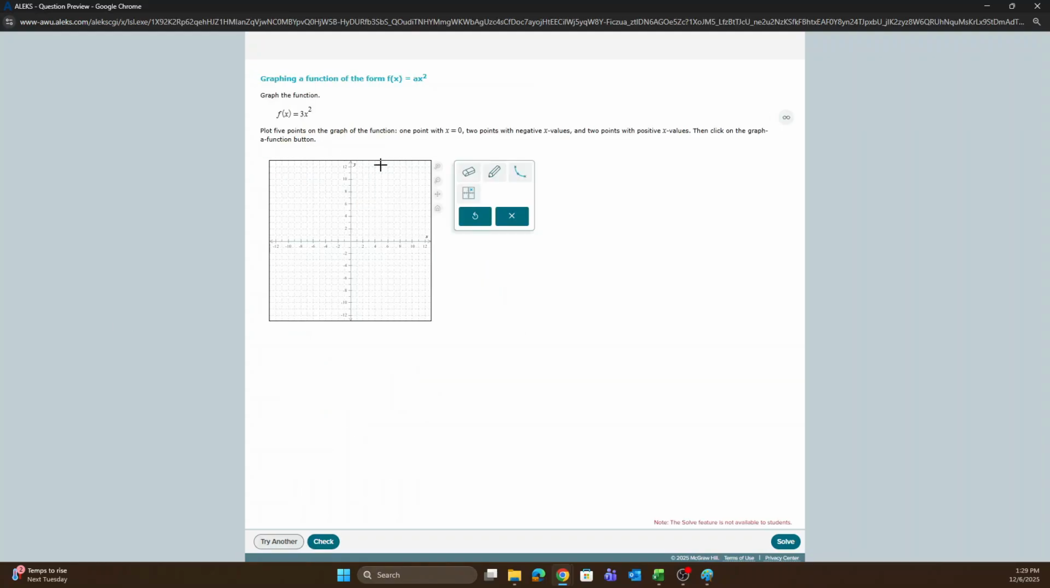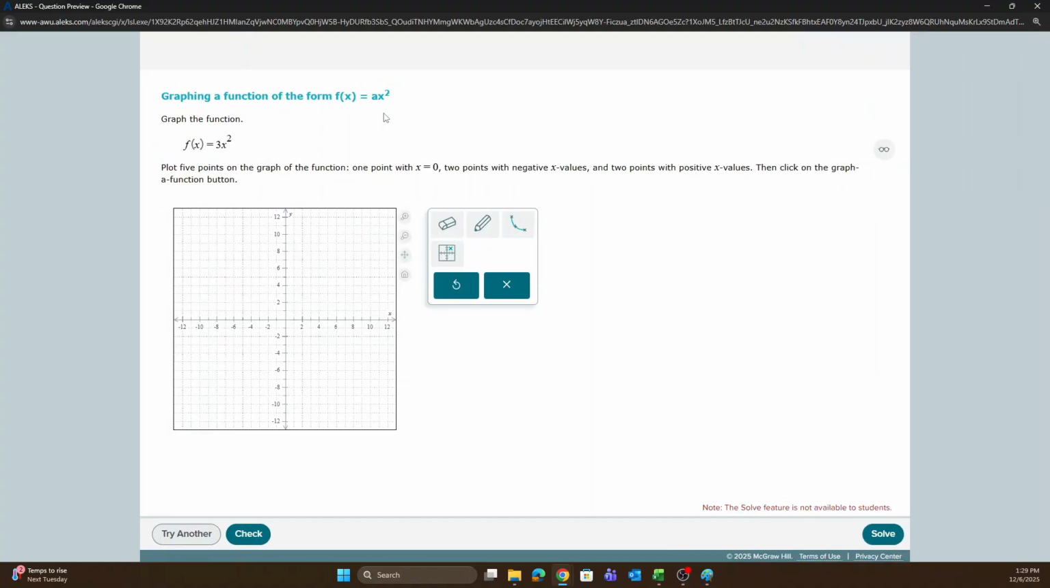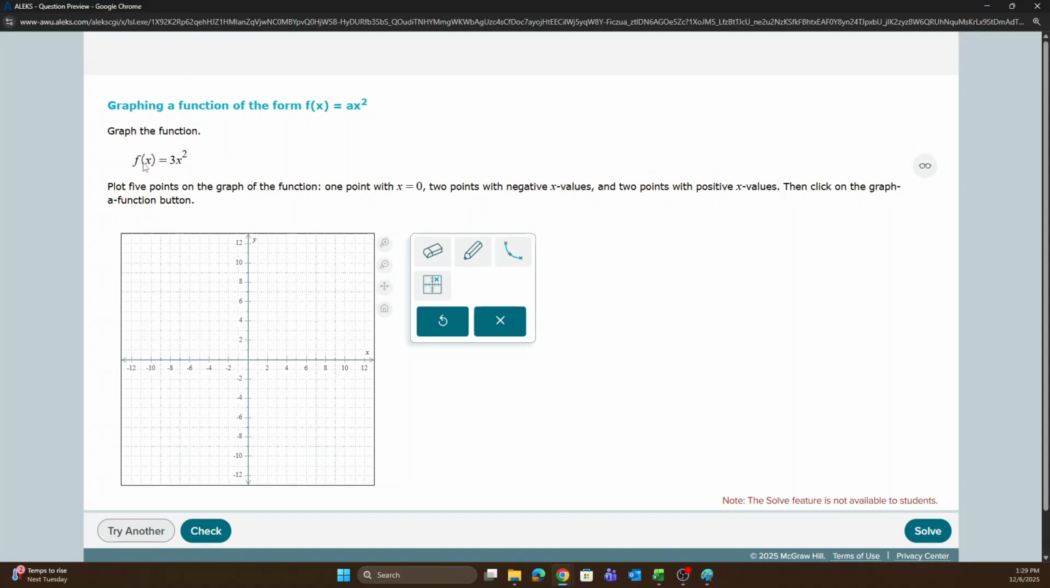All right, so here we're graphing a function of the form ax squared. So here we have f of x equals 3x squared. That's our function that we're graphing. What we want to look at, it tells us to get 2 points on either side, 2 negatives and 2 positives, and x equals 0. So let's go ahead and start making a table. We have our x and our y, and I'm just going to do -2, -1, 0, 1, and 2.